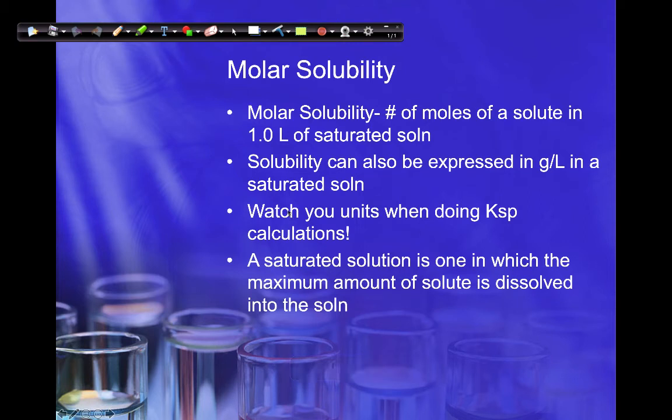Okay, so molar solubility is equal to the number of moles of a solute in 1 liter of a saturated solution. Saturated, remember, that's the amount that you can get to dissolve in 1 liter of water. So solubility can also be expressed in grams per liter. So just make sure you watch your units when you do these kind of calculations. A saturated solution is going to be one where you can't dissolve anymore. So even if you try to dump more of that solute in there, it won't dissolve. You'll just see solid settle at the bottom.